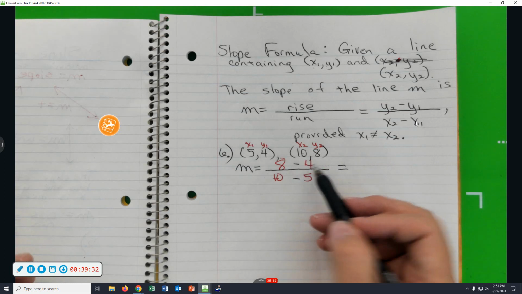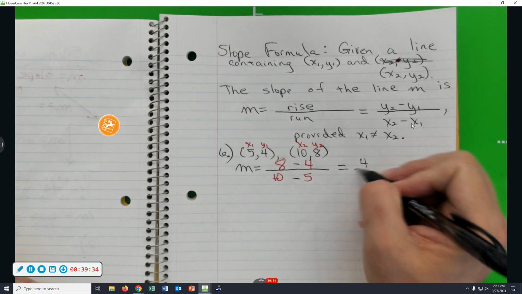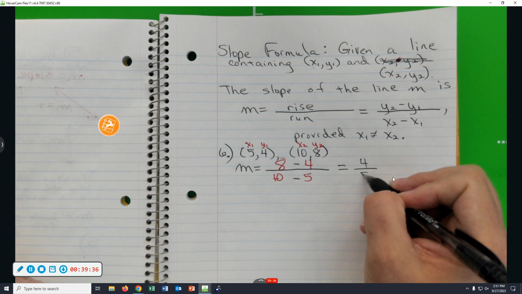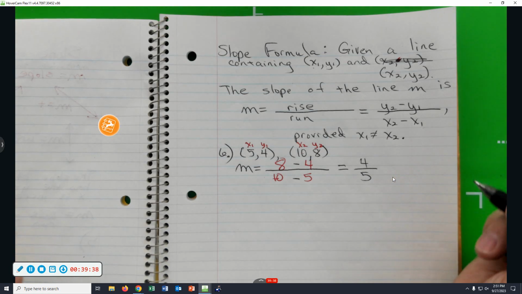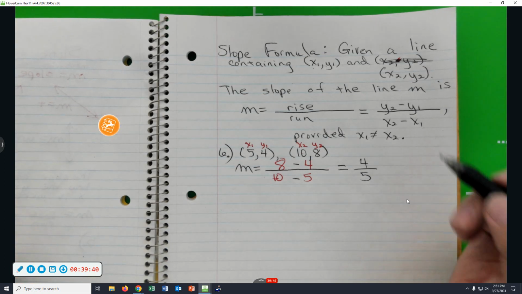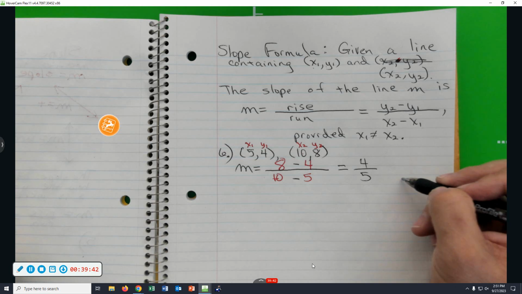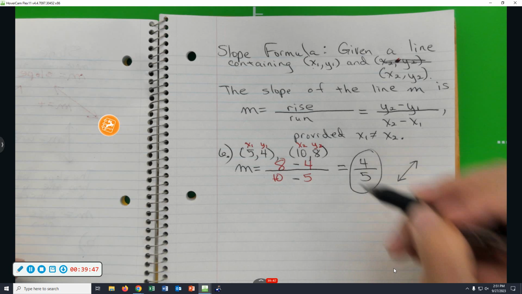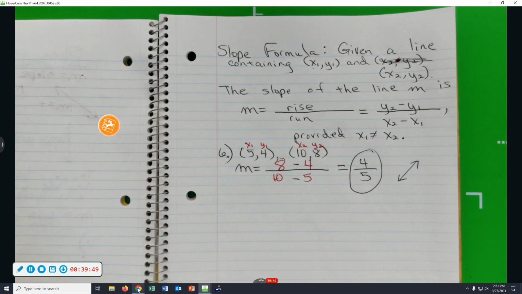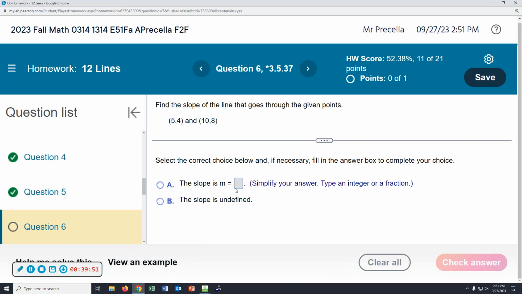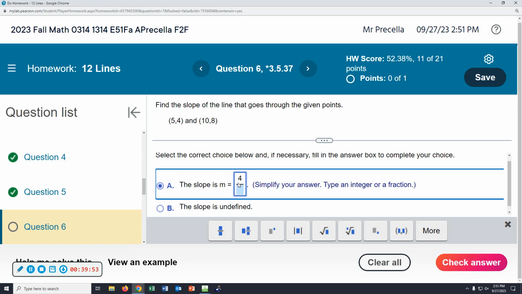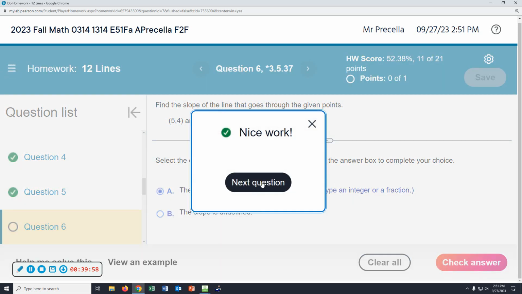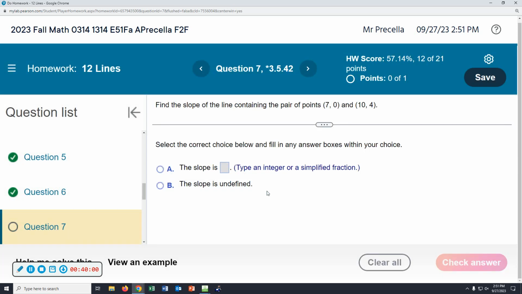8 minus 4 is 4, all over 5. That's a positive number, so if we drew the graph, we're not going to, but if we drew the graph, we would expect it to be rising from left to right. All they want is the slope, 4/5. So if you increase x by 1, the y value increases by 4/5. I think we have several of these. Any questions there?